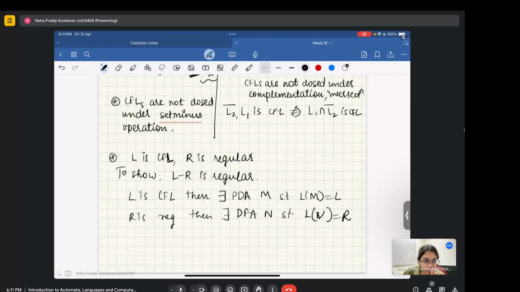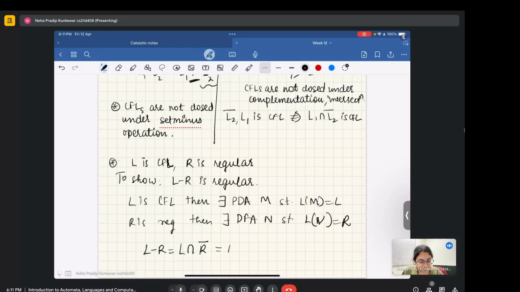Now notice that we can write L minus R as L intersection R complement, and we know that regular languages are closed under complementation, so R complement is also regular. So it suffices to show that if you have a context-free language and a regular language, their intersection is context-free.